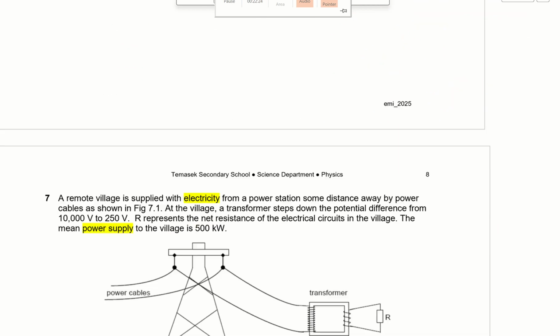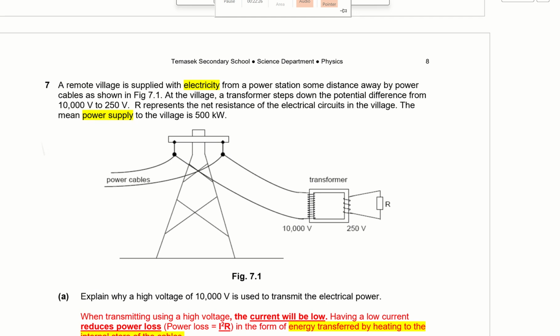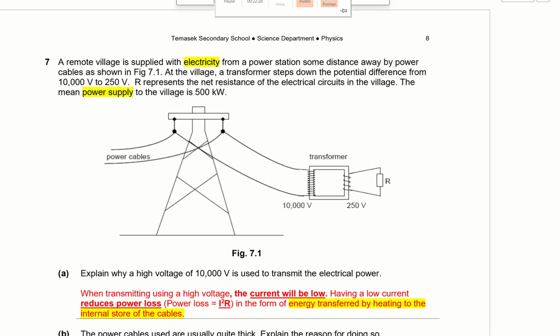You can check your working. Okay, question 7. A remote village is supplied with electricity from a power station some distance away. So whenever you see this, you'll come into my P equals I squared R. Later we'll be using it as well as the transformer. At the village, the transformer steps down the potential difference from 10,000 volts.